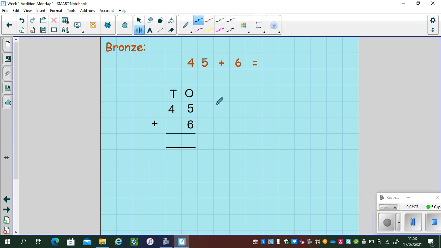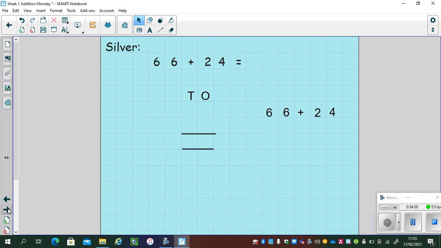We always start with the ones column. 5 add 6, or 6 add 5, is 11. So that's 1 one and 1 ten. Okay, so we've exchanged that 10 ones for 1 ten and put it in the tens column. Now we add the tens together. 4, don't forget the 1, is 5. Therefore, 45 add 6 is 51. Okay, so that's an example of bronze.